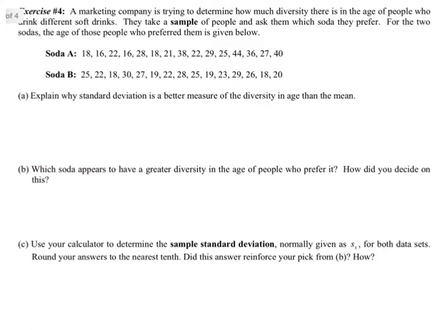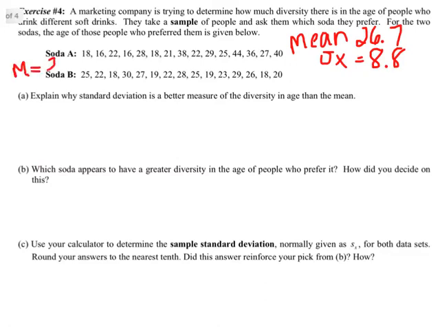My mean for soda A is going to give me 26.7. My population standard deviation equals 8.8. And for the next one, I'll write it for soda B over here. My mean equals 23.4. And my population standard deviation is 3.9.